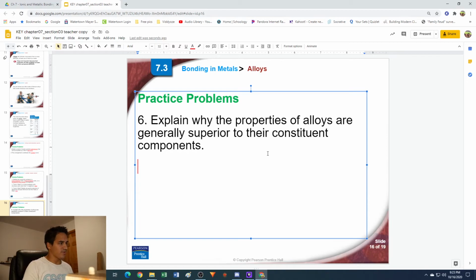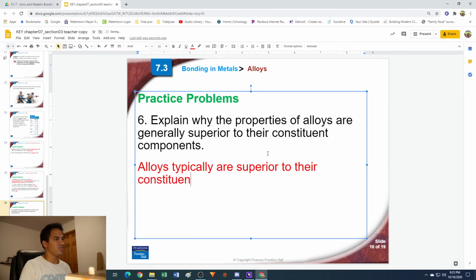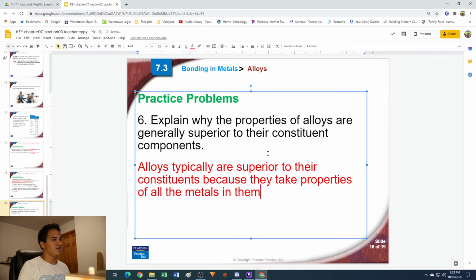So we'll say something along those lines. Let's say alloys typically are superior to their constituents because they take properties of all the metals in them and add them together. Okay, something along those lines.